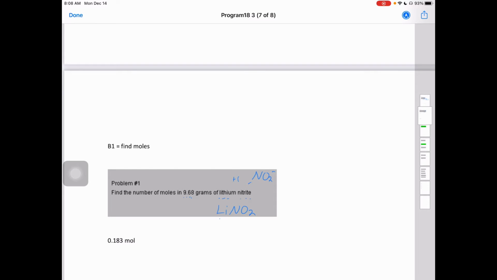So find the mass of lithium, and then N, and then two O's. For the future, I'm just going to add up N and two O's, and that's going to be 14 plus 2 times 16 is 32, for 46. That's 46 grams. Lithium is 6.94, so it's going to be 52.94 grams per mole.